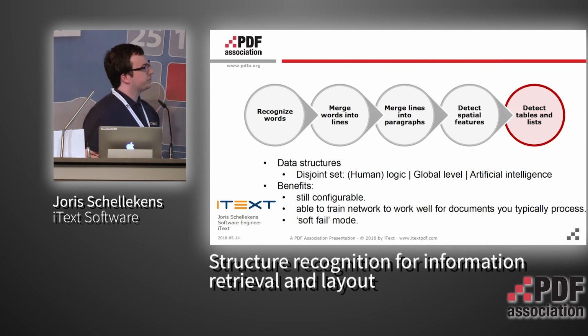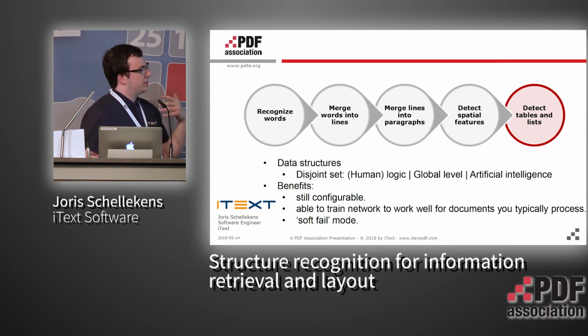So in summary, this approach works in steps. It recognizes words, then lines, paragraphs, spatial features, and then tables and lists. It uses a disjoint set algorithm, either augmented with heuristics or by working with artificial intelligence, and treats the document as a set of nodes that may need to be merged or not.